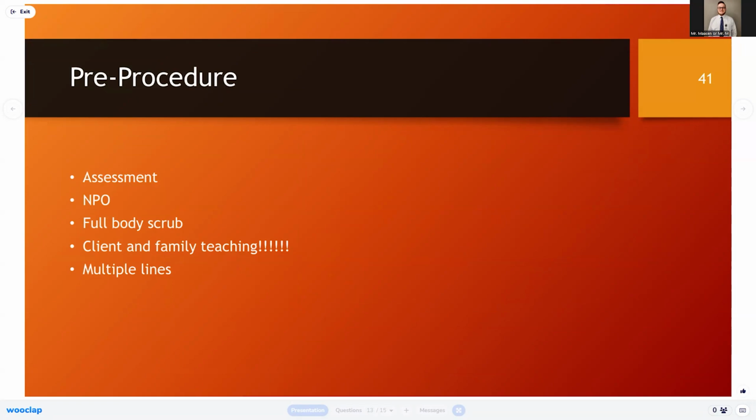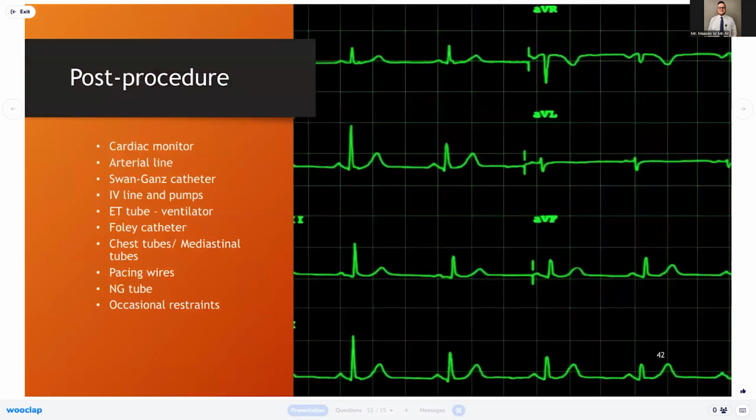So pre-procedure, I mean, they're definitely going to be NPO. They need to be assessed, watching for any increase in their symptoms before surgery. Full body scrub. Infection's a huge risk opening the chest up like this. Got to clean everything, make sure of client and family teaching, and they're going to have just so many lines afterwards, like cardiac monitor, art lines, Swan-Ganz catheter, IV lines, and pumps full of different cardiac drips. They're going to be intubated, endotracheal tube, on a ventilator for the first little bit after surgery, usually Foley catheter, NG tube, chest tube to remove drainage around the chest after they tried to clean the chest out.